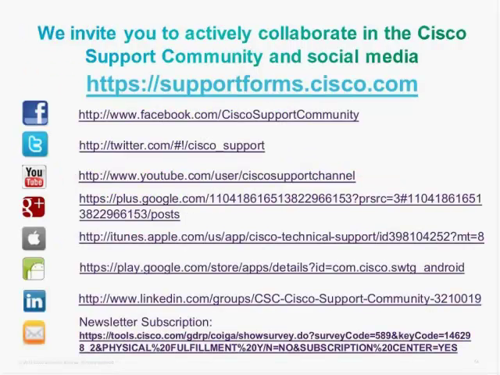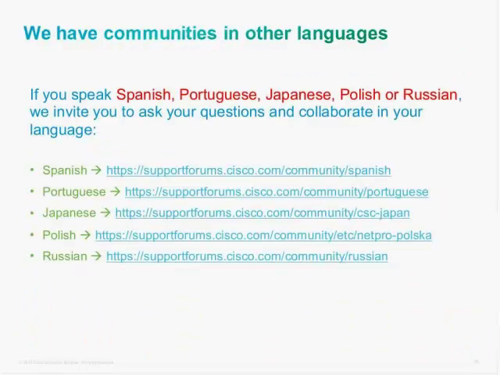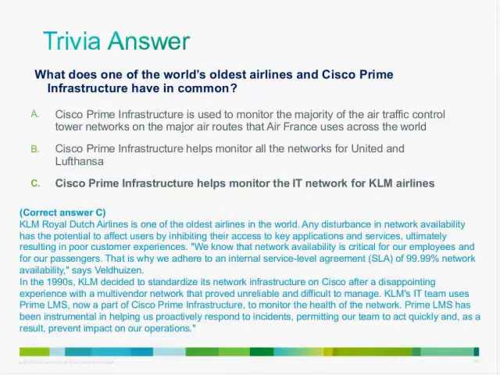Be sure to check out the support community on the various social networks, as well as our other languages. And real quick, let's get to our trivia answer. The correct answer was C. Cisco Prime Infrastructure helps monitor the IT network for KLM Airlines.